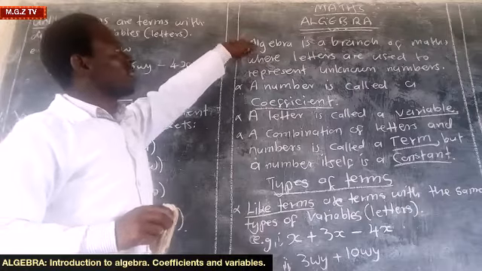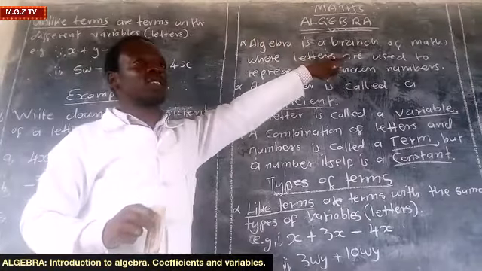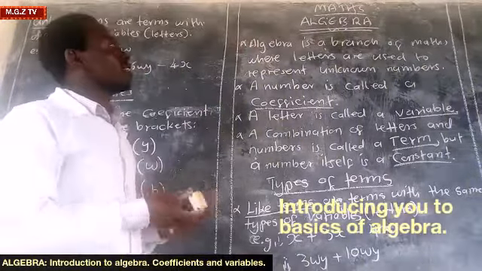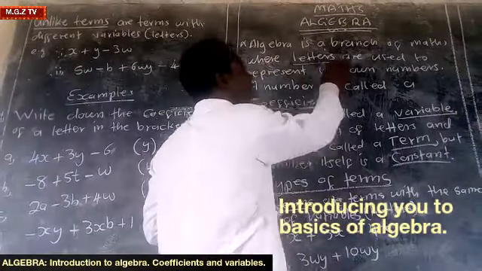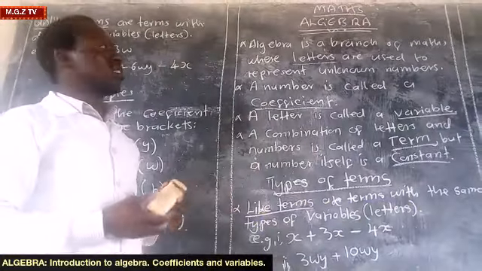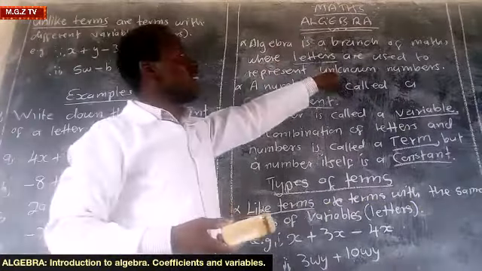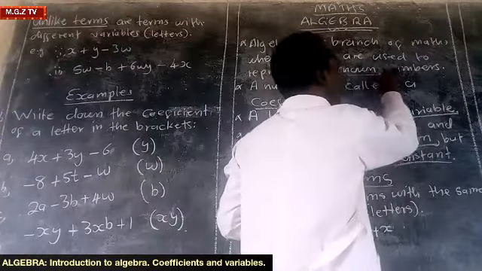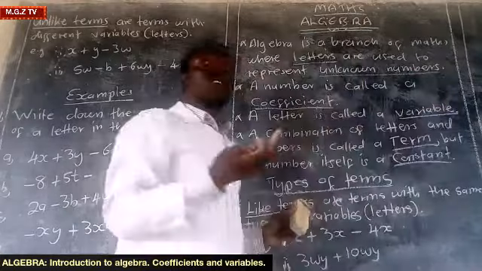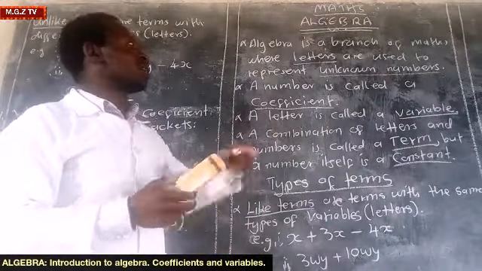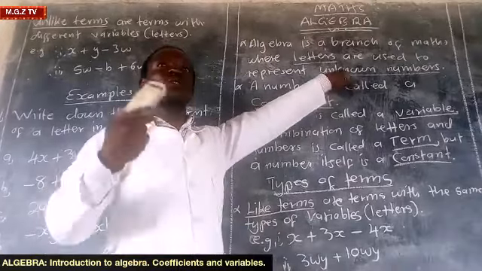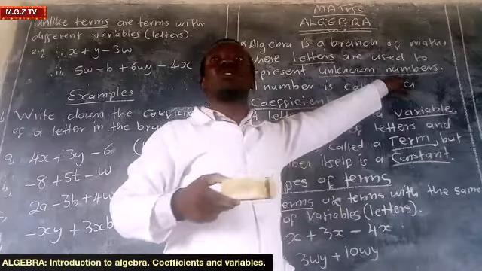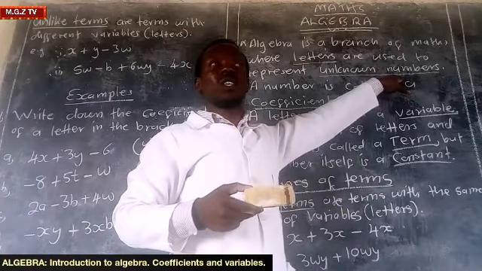Algebra. Algebra is a branch of mathematics, the branch of maths where letters are used to represent unknown numbers. Unknown simply means something you don't know. So if we say unknown numbers, we mean numbers that you don't know. Are we together there?